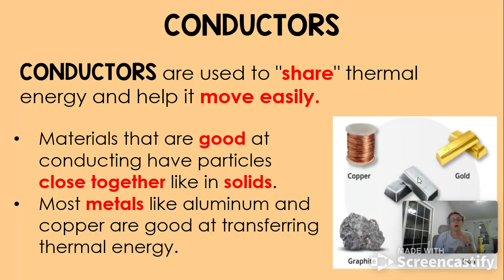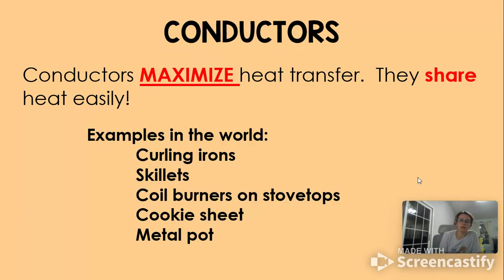That is why you use metal pans. That's why, I lost my train of thought. I'm really only thinking about cooking right now. But in cars, that's why some engines are made of metal, but we have some insulators and we'll get into that too. All right, but we want to move thermal energy. We want to move the heat around. That's when we use a conductor. Again, conductors are going to maximize heat transfer. They share the heat easily, and we know metals are really good conductors.